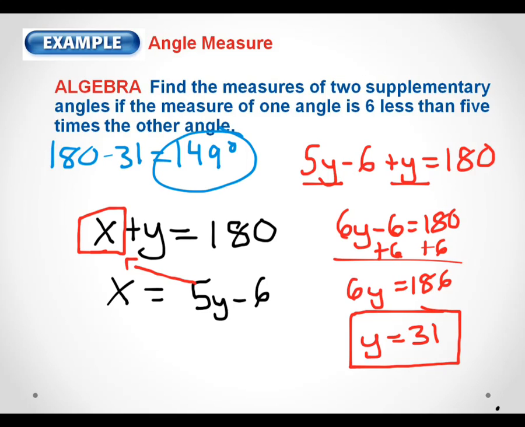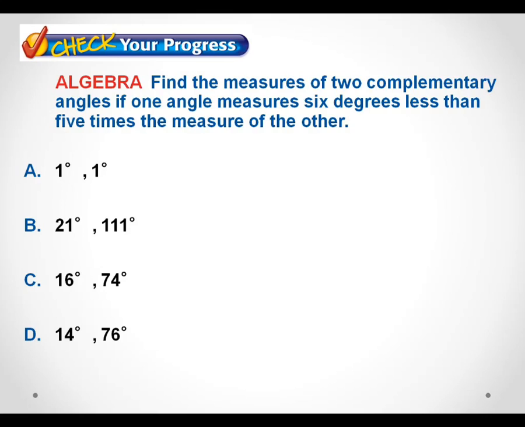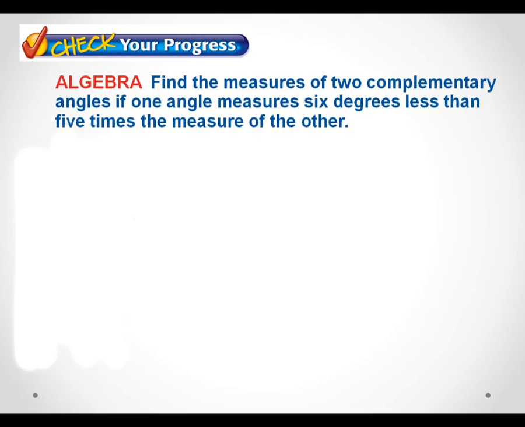Let's look at one more of those. So find the measure of two complementary angles. I'm going to go ahead and just erase these. We don't need them. Two complementary angles if one angle is 6 degrees less than 5 times the other. So again, let's call them x and y. Complementary means they add up to how many? 90. So I know x plus y has to be 90 because they're complementary. Now I need my other equation.